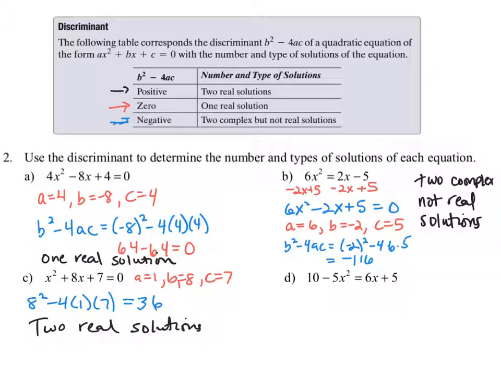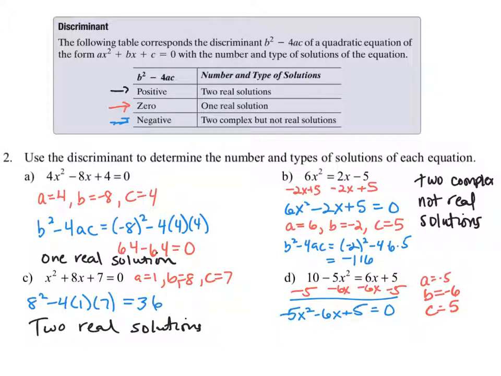And then finally, example D, we have 10 minus 5x squared equals 6x plus 5. We want to make sure it's in the form of the quadratic equation equal to 0. And in order to do that, we have to subtract 6x from both sides and subtract 5 from both sides of the equation. And then we can rewrite this as negative 5x squared minus 6x plus 5 is equal to 0, where a is equal to negative 5, b is equal to negative 6, and c is equal to 5.